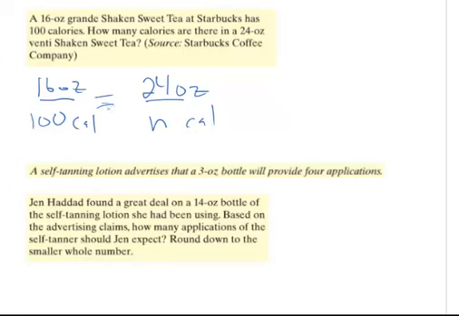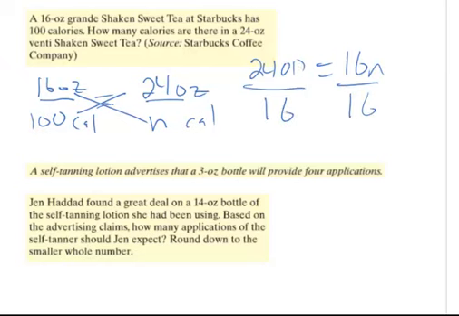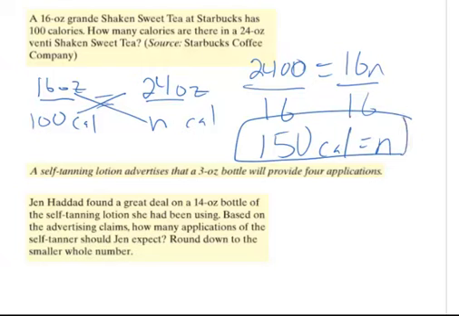So again, I'm going to cross multiply. 24 times 100 is 2,400. 16 times n, 16n. So again, I'm going to go ahead and divide both sides by 16, and I'll take my calculator once again, and I'm going to take 2,400 divided by 16, and now I'm coming up with 150 calories is equal to n. And again, we said we should have more calories, and we do.